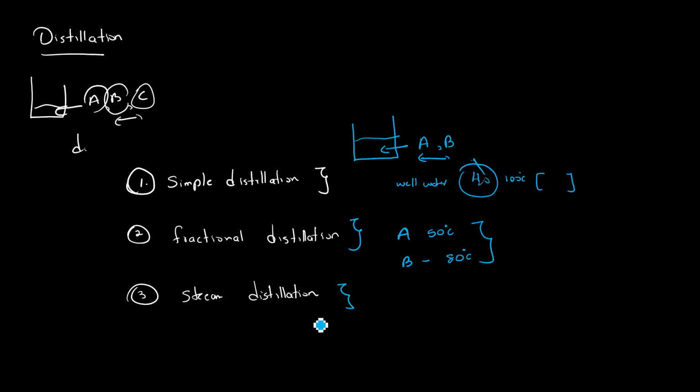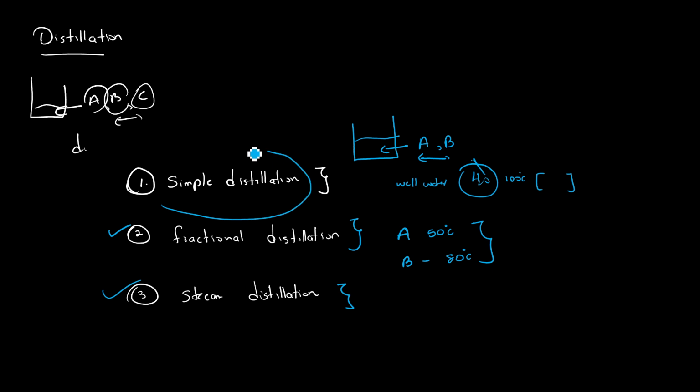And finally, the steam distillation is mainly used for organic purposes. When it comes to organic compounds, they can be destroyed by very high heat. So what we are going to do is use steam as a heating source. We will talk about these two, fractional distillation and steam distillation, in separate videos.